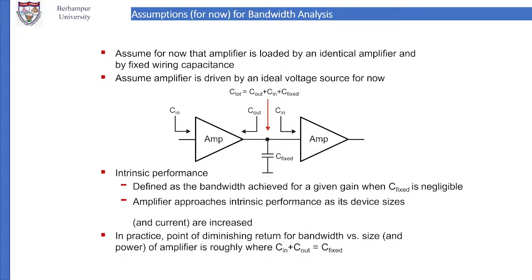Now what is the intrinsic performance of an amplifier? The intrinsic performance is defined by the bandwidth achieved for a given gain when C fixed is negligible. If you do not have any C fixed, or it is almost zero, then the amplifier approaches the intrinsic performance as its device sizes are increased. Device size will increase means it can carry more current.